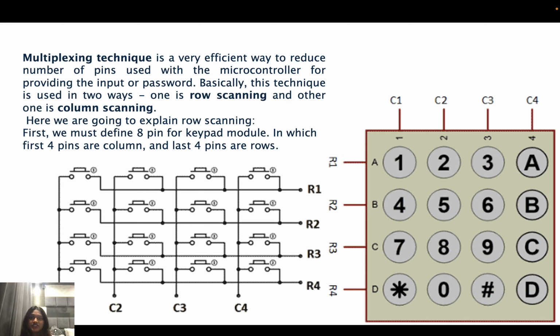The multiplexing technique is a very efficient way to reduce the number of pins used on the microcontroller for providing the input or password. Basically, this technique is used in 2 ways. One is row scanning, another is column scanning. Here we are going to explain row scanning. First, we must define 8 pins for the keypad module, in which the first 4 pins are columns and the last 4 pins are rows. You can see in the diagram.